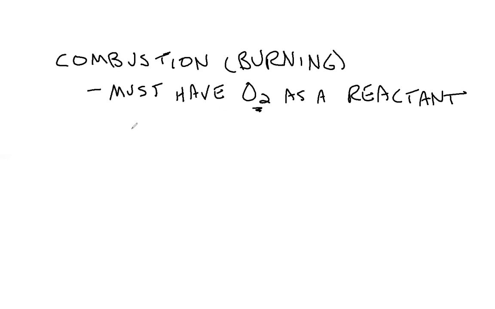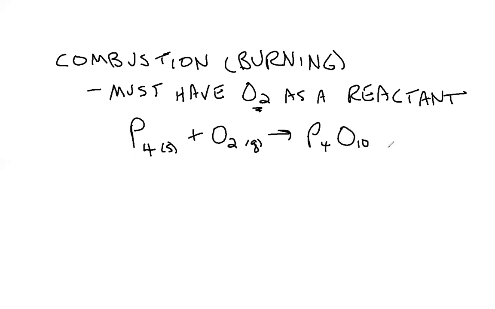So we could have, for example, some phosphorus, and sometimes you'll see phosphorus written as P4, sometimes just P. And if we ignite that in oxygen gas, then we will get P4O10, tetraphosphorus decaoxide. And to balance that, for phosphorus, we have 10 oxygen, we need 10, so I'll squeeze a little 5 right in there.